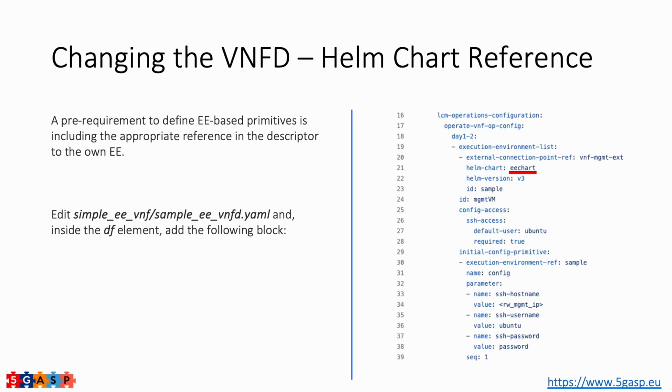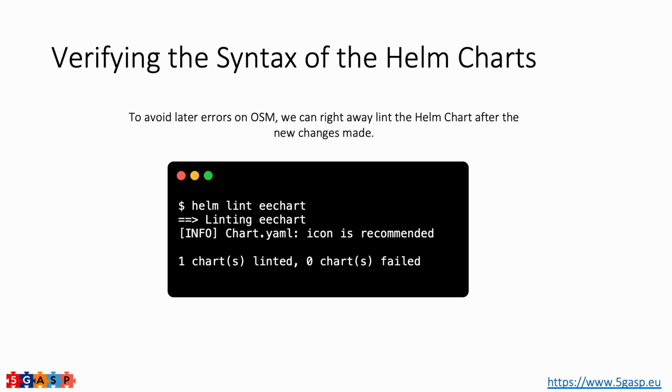Now we'll need to change the VNF descriptor to reference the Helm chart. A prerequisite to define execution environment-based primitives is including the appropriate reference in the descriptor to the execution environment itself. Edit this file and inside the df element add the following block. To avoid later errors on OSM, we can right away lint the Helm chart after the new changes made.